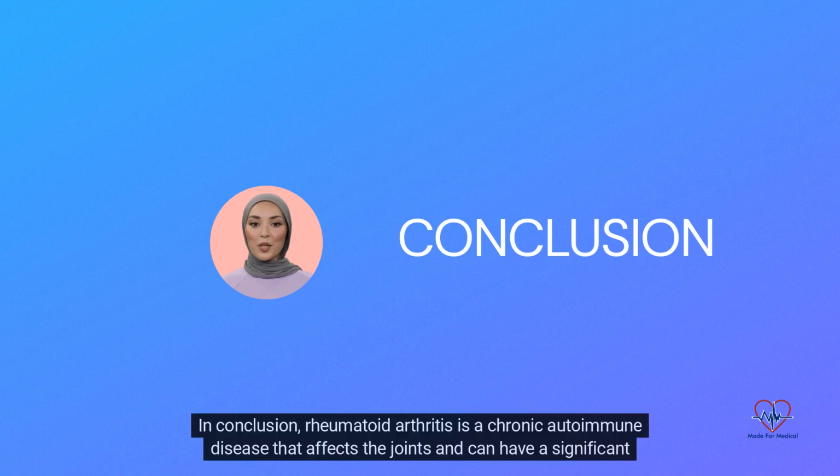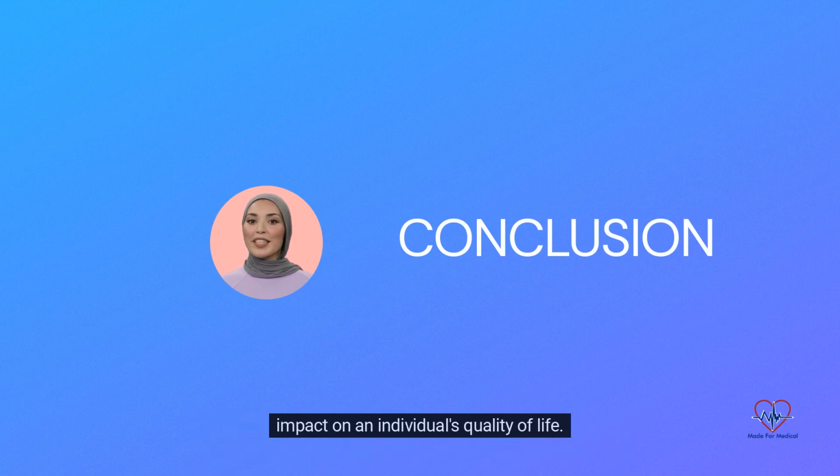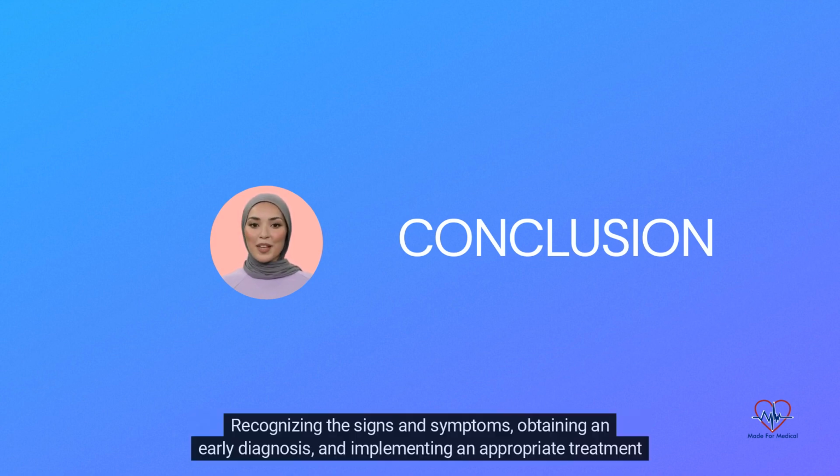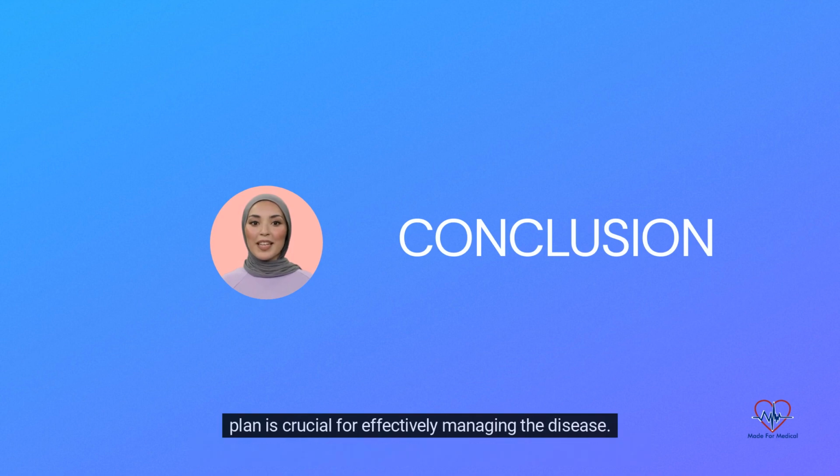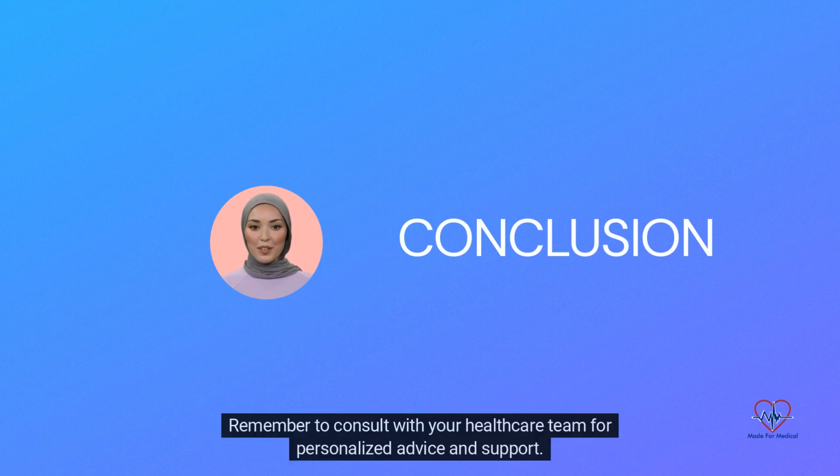In conclusion, rheumatoid arthritis is a chronic autoimmune disease that affects the joints and can have a significant impact on an individual's quality of life. Recognizing the signs and symptoms, obtaining an early diagnosis, and implementing an appropriate treatment plan is crucial for effectively managing the disease. Remember to consult with your healthcare team for personalized advice and support.